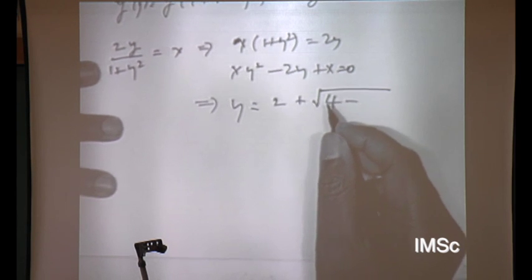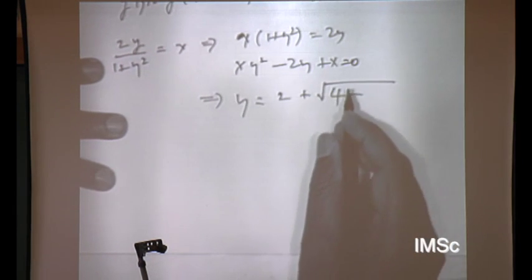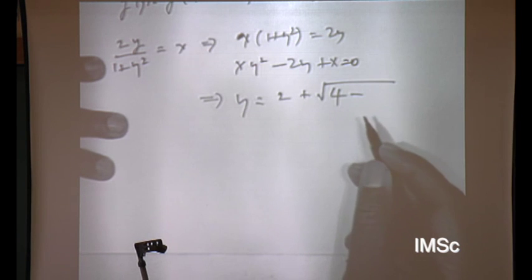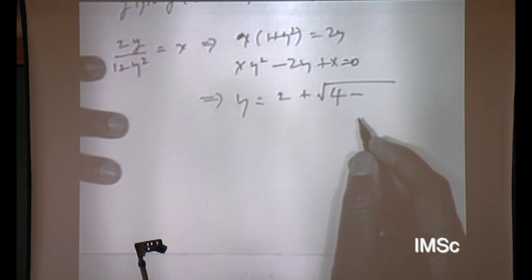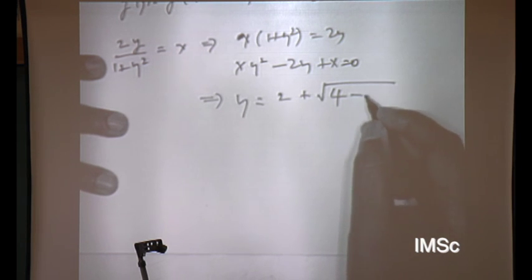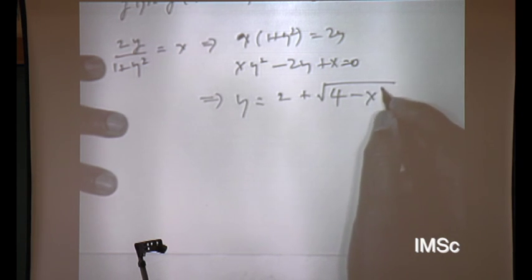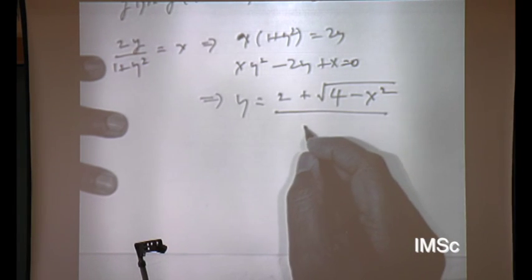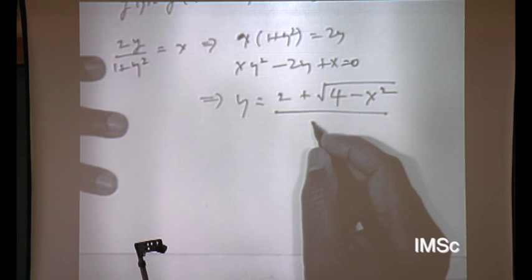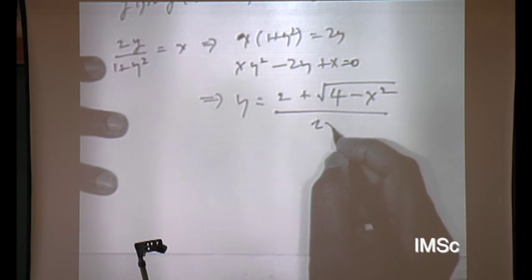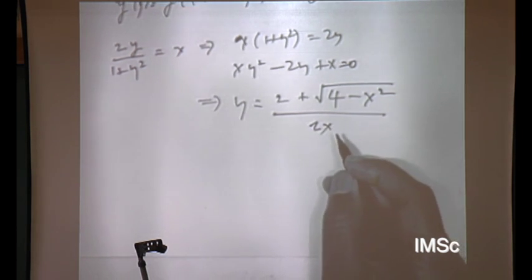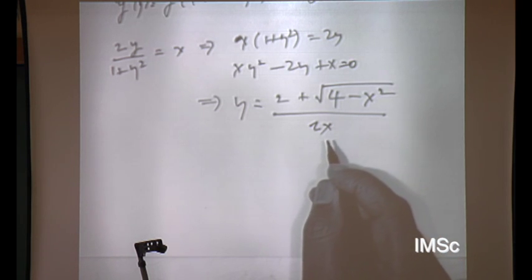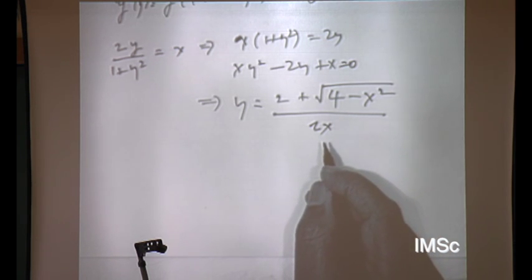No, that's correct. Minus 4x, b squared minus 4ac, it means x squared, right, 2x, minus 4x.